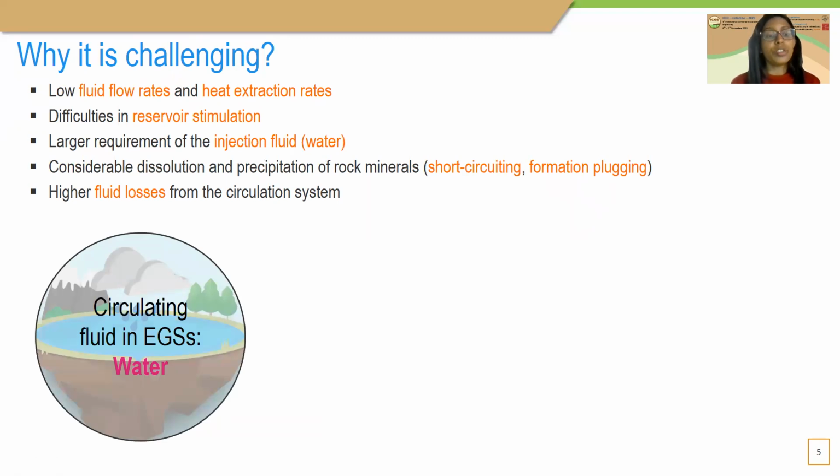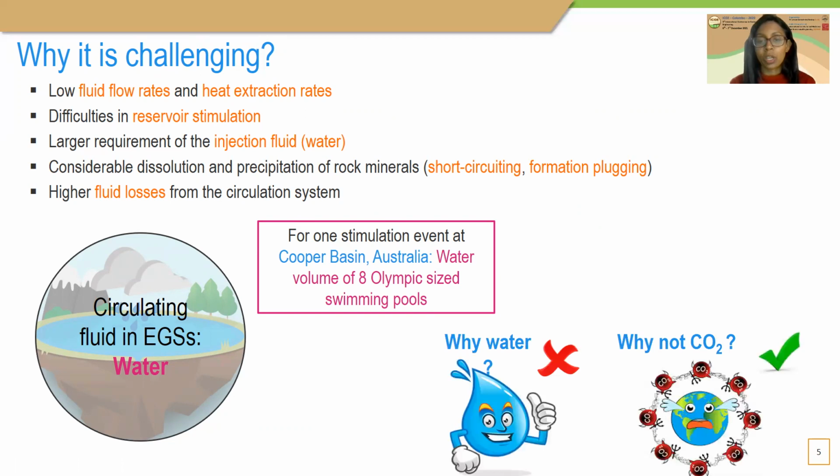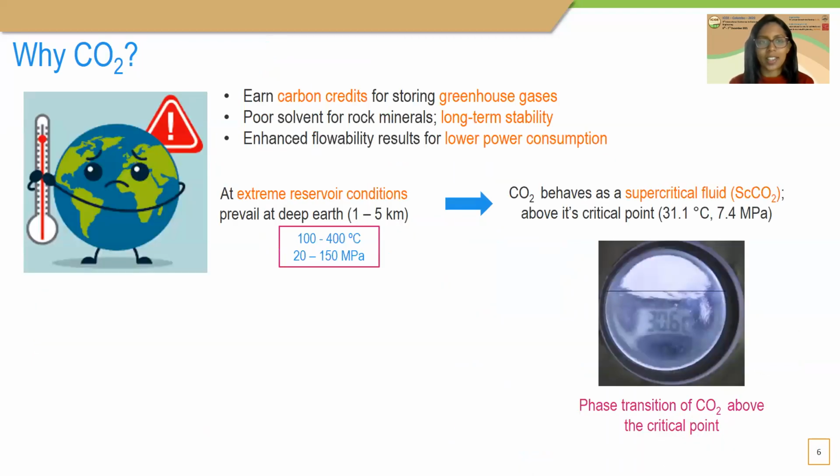Current technology is to use water as the circulation fluid in EGS, and the experience of the Cooper Basin Project in Australia says that for one stimulation event, that means for one fracturing event, they have used a water volume equivalent to 8 Olympic sized swimming pools. So how big the water requirement is. So why do we inject our precious resource into deep earth? Let's replace this water by carbon dioxide. This is my main concern.